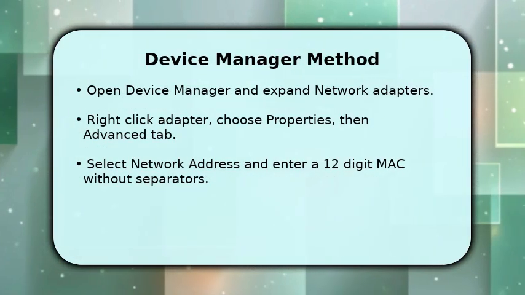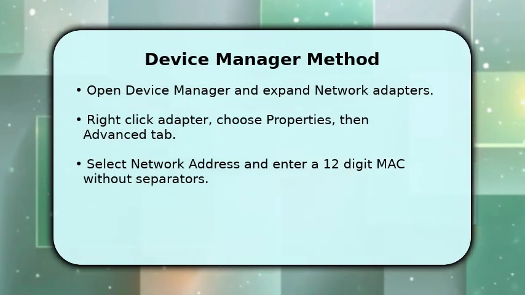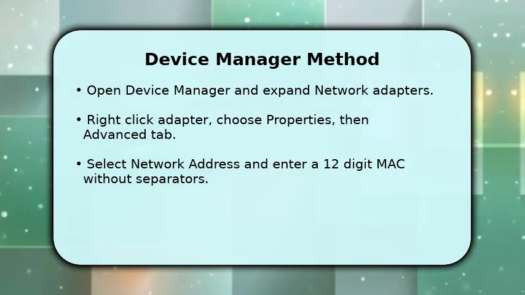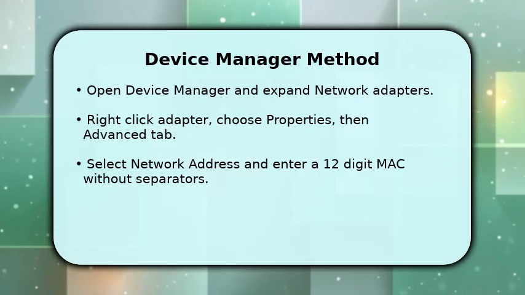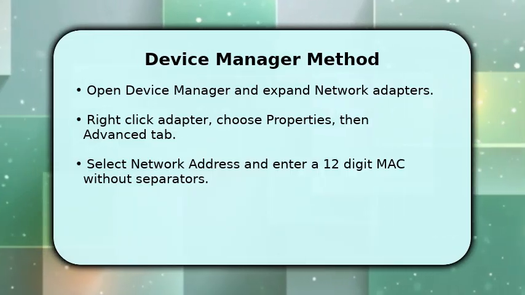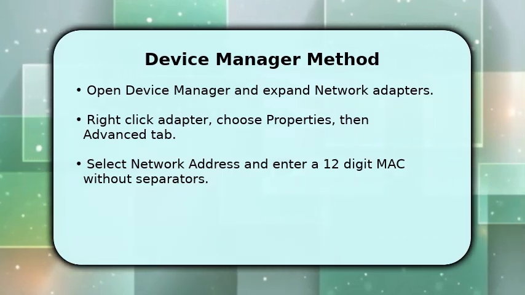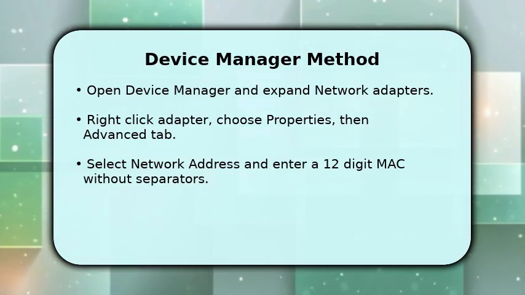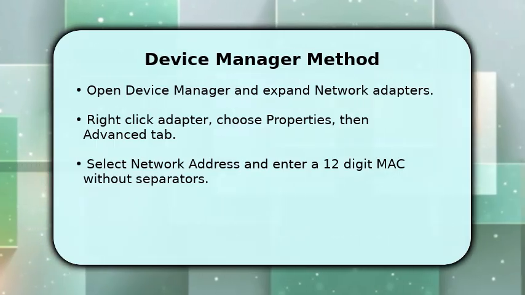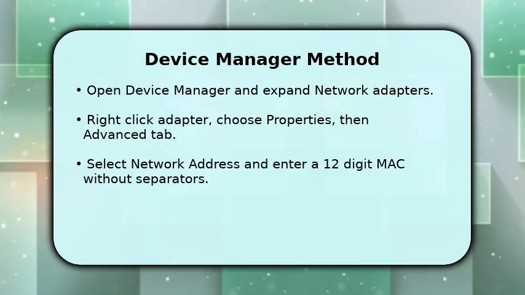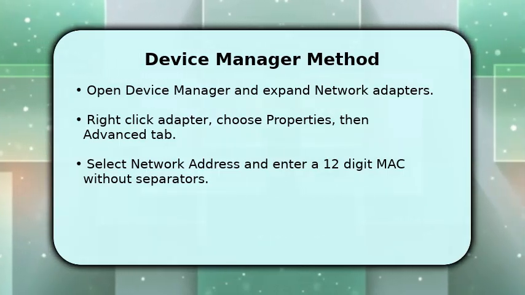Start by opening Device Manager and finding the network adapter you want to change. Right-click it, choose Properties, and go to the Advanced tab to find Network Address or Locally Administered Address. Enter a 12-digit MAC using numbers and letters with no separators. Click OK, disable and re-enable the adapter, and verify the change with ipconfig /all. This method is quick and reversible if you keep the original MAC noted.